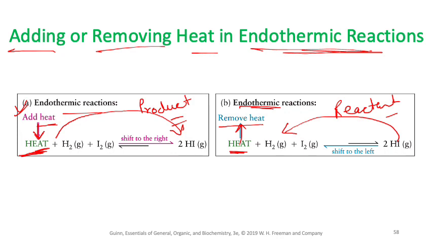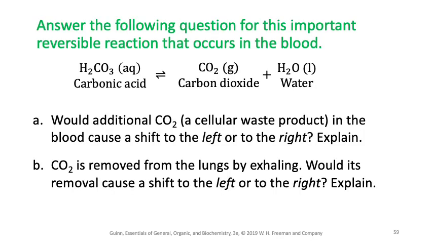So this is how you can analyze which way the reaction is going for an endothermic and exothermic reaction, depending on whether you're adding or removing the heat from the reaction that is in equilibrium. So now let's try to do one problem based on the concept of the Le Chatelier principle that we just learned, and then apply the same concept for this problem.